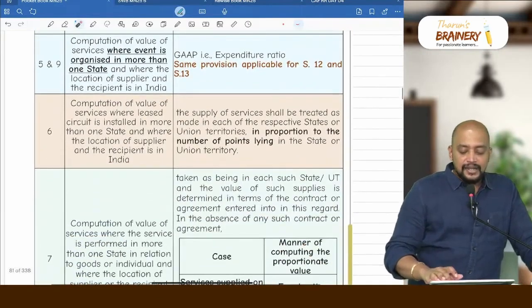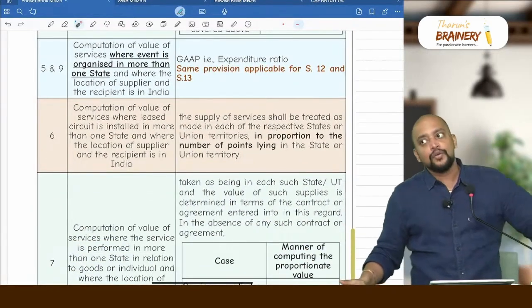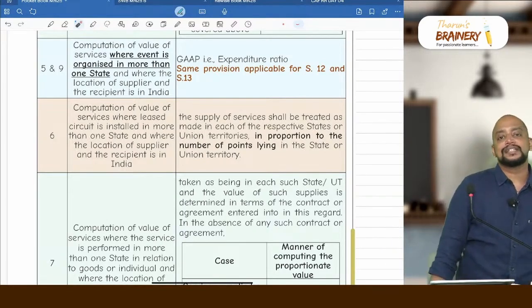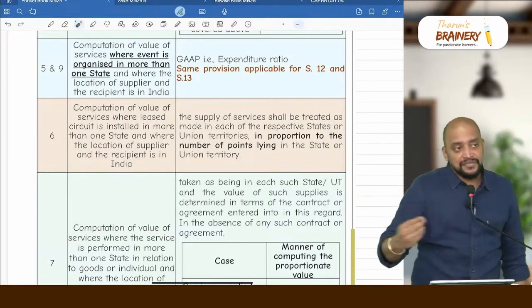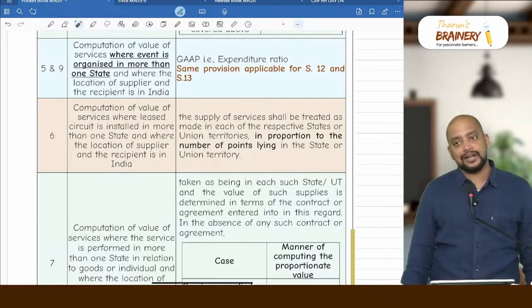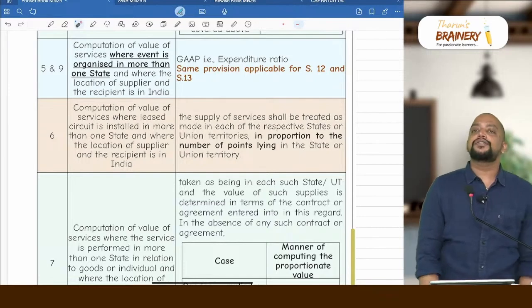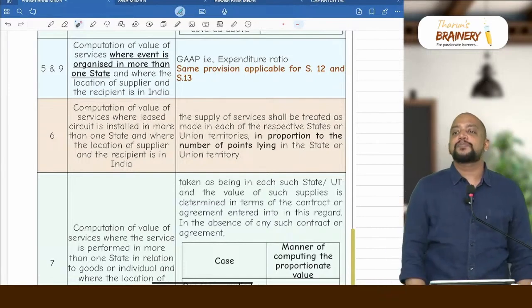Then next, Rule 5 and Rule 9 is in case of organizing an event. What should be taken as place of supply in case of organizing an event? Location of event. And what if the event is in more than one state under a single contract? So both section 12 as well as section 13, the same will be applicable. We need to just take GAAP, that is expenditure ratio.